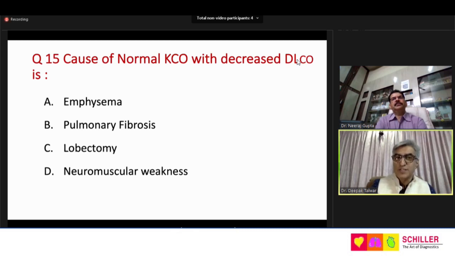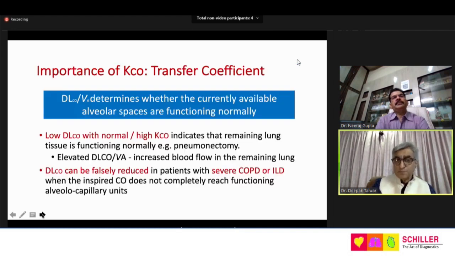But yes, neuromuscular weakness, everybody has put in the efforts there. That's a very good answer because this is also one of the correct answers, which we are going to talk about. As I told you, KCO is a transfer coefficient, and it basically determines whether the currently available alveolar spaces are functioning normally or not. People have said neuromuscular diseases because lungs are healthy and alveolar spaces are functioning normally, so you expect a normal KCO in them. That's a perfectly correct answer.